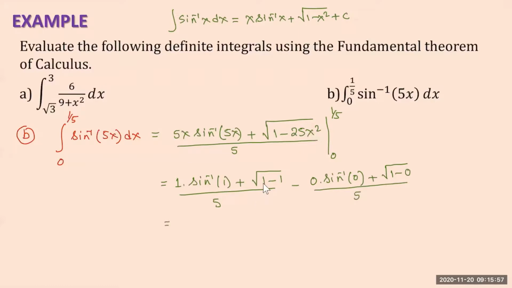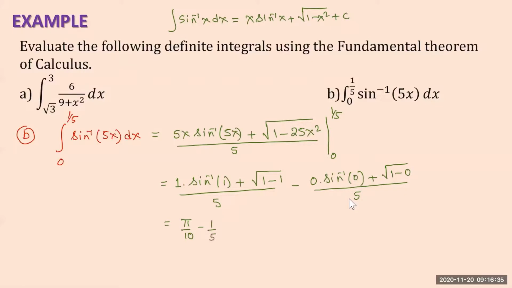Now here in the first term, 1 minus 1 is 0, and the square root of 0 is 0, so that is 0. Over here, sine inverse 1 is pi over 2, times 1, that is pi over 2, divided by 5 is pi over 10. So that is pi over 10 minus, this is 0 because sine inverse 0 is 0, and 0 times 0 is 0. Then this one is the square root of 1 minus 0, which is square root of 1, which is 1 over 5. So we are subtracting 1/5.